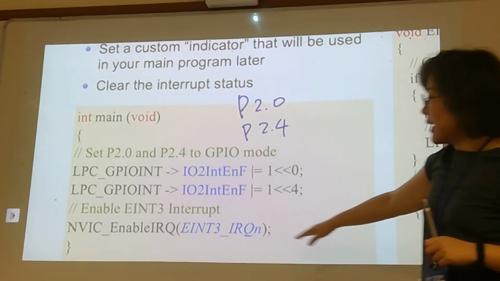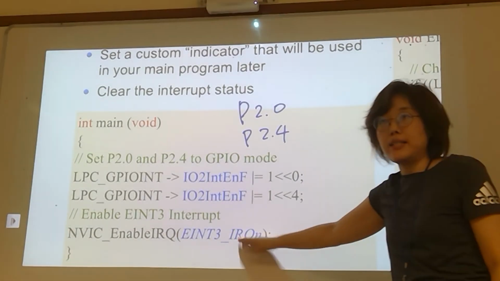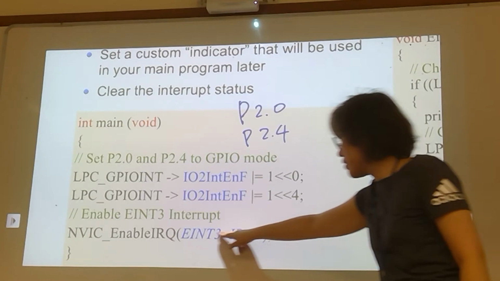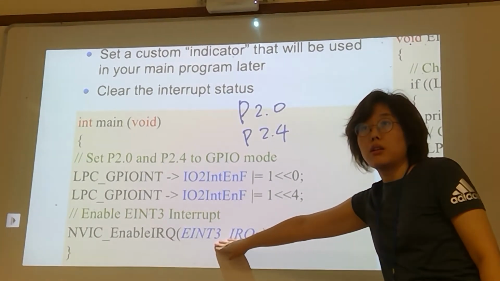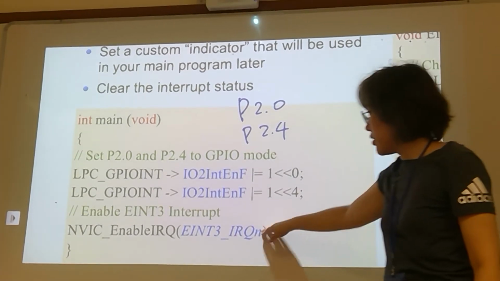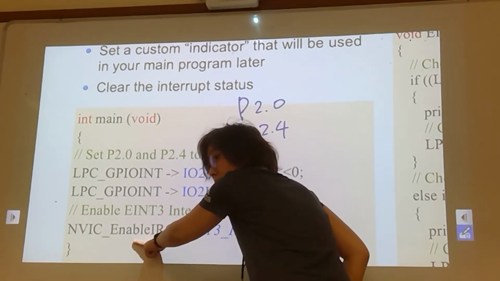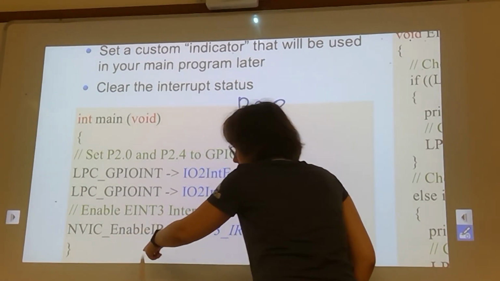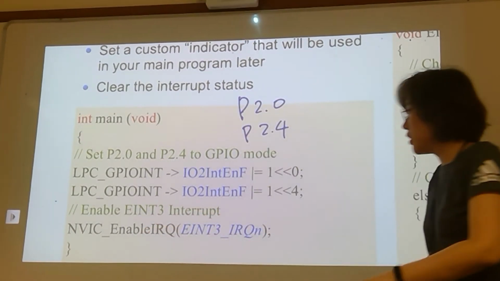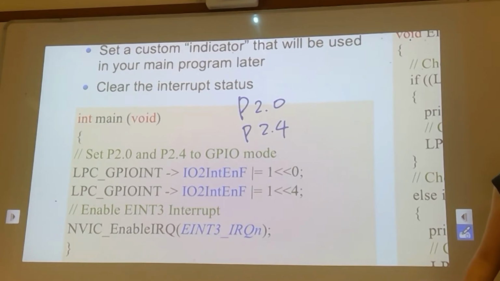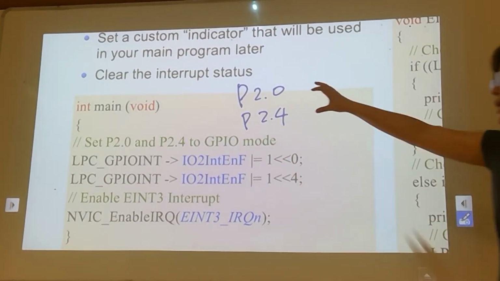And this one is to enable your ENT3. As I said, this is shared by your GPIO, so there's no GPIO IRQn, there's only this one. So for GPIO devices, you also need to enable this. This is a function in the library. If you are curious, you can open your code and see what's happening in this function. It is used to enable your interrupt interface. So these are the two actions you need to do in the main program.